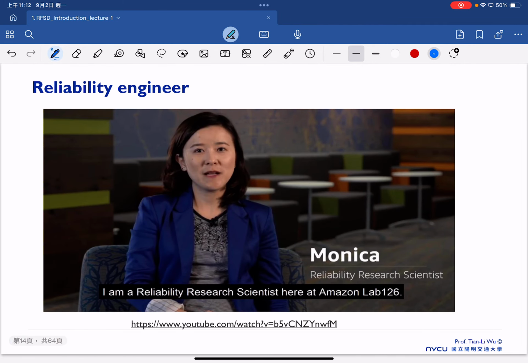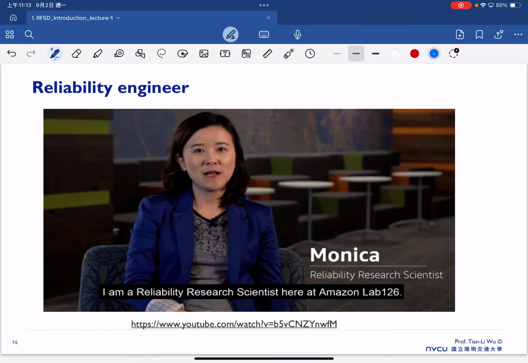Also, that's one example. If you're interested, you can look at this YouTube video. When we talk about reliability, it's not only happening in the semiconductor fab. It's actually all over the industry, even for the product industry. This is one example from Amazon Lab 126.